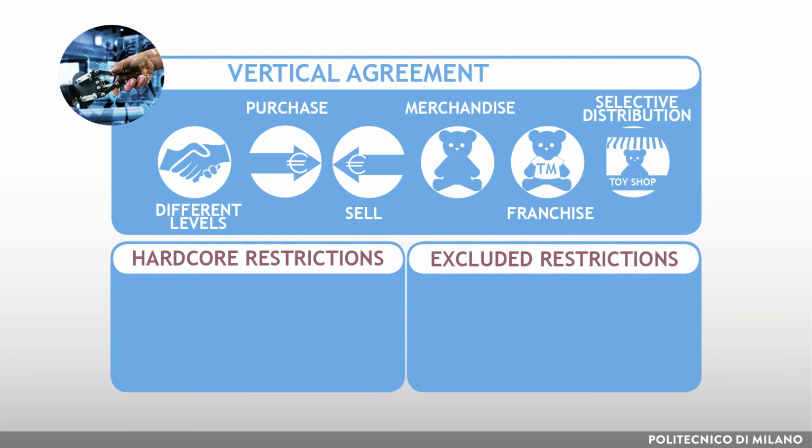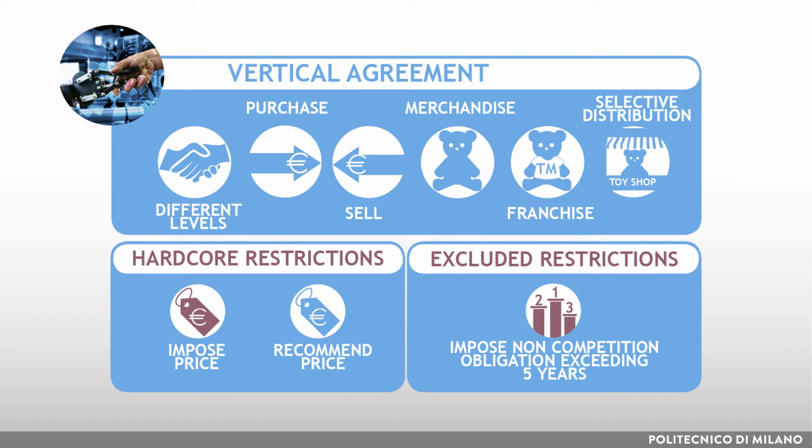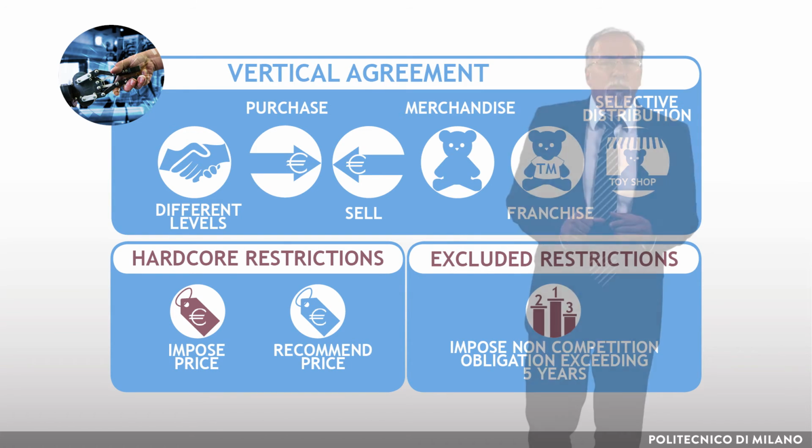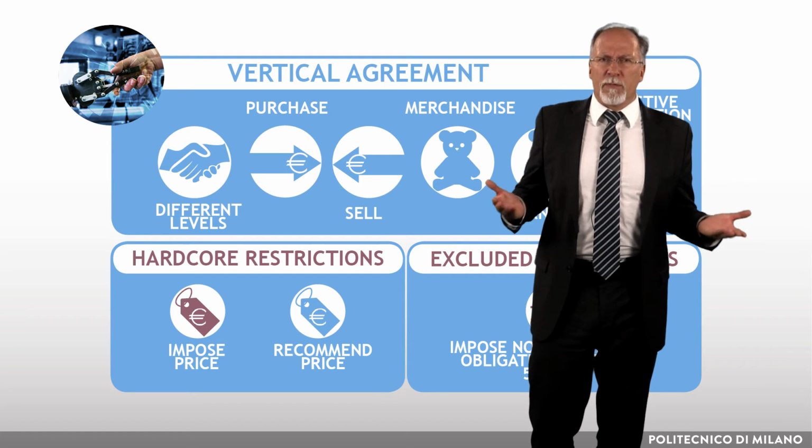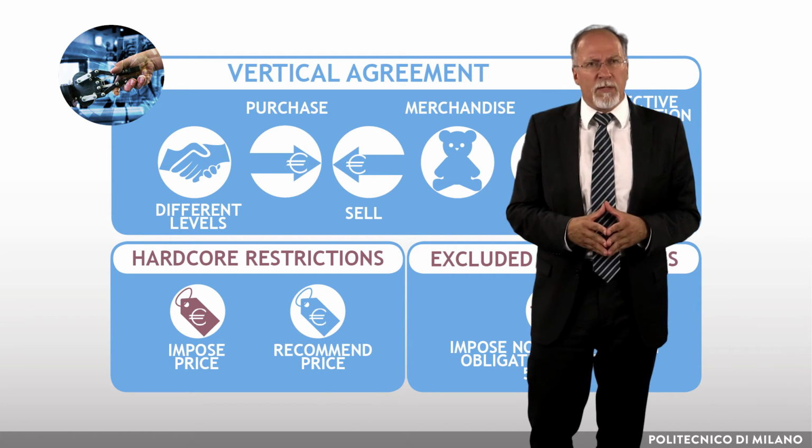Let's examine these restrictions. The hardcore restrictions consist in 5 prohibitions. Among them, the most relevant is the prohibition to impose the price of the final goods. It's only possible to advertise a recommended sale price. Excluded restrictions consist in 3 prohibitions. Among them, the most relevant is the prohibition to impose any non-competition obligation exceeding 5 years. Each of such regulations is supported by specific guidelines published by the EC Commission.